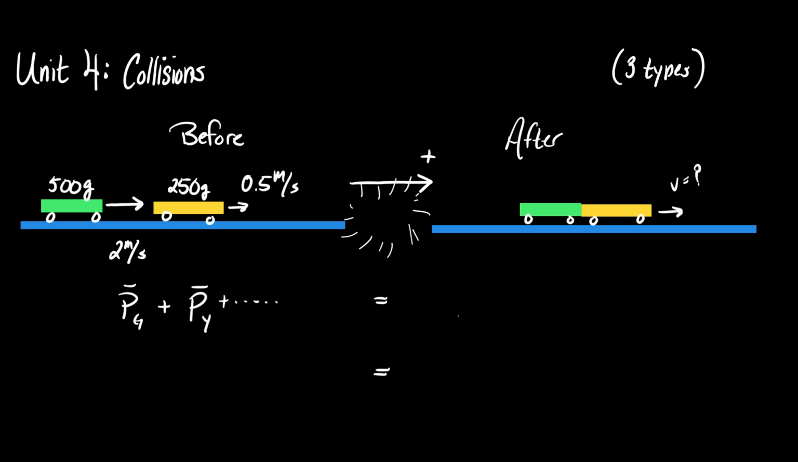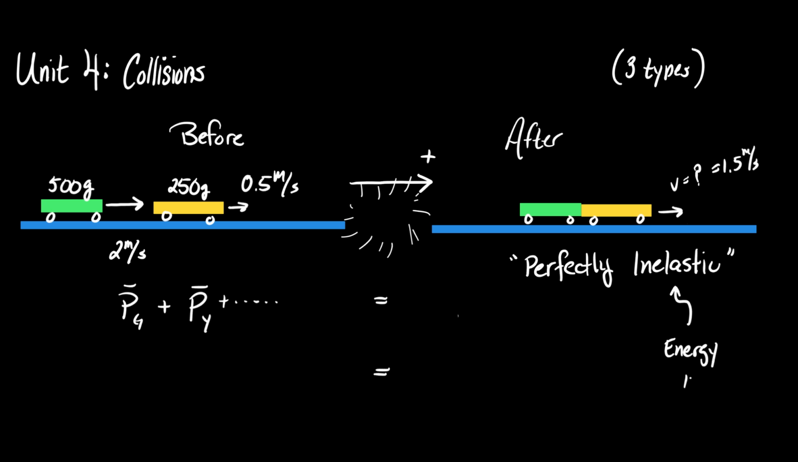So when you worked it out, you found out that this was 1.5 meters per second. Both cars have the same velocity, but we call this a perfectly, well, if I spell it right, that'd be better, perfectly inelastic collision. Now, a perfectly inelastic collision is a subset of inelastic collisions. Inelastic is any collision that has a loss of energy. All inelastic collisions, the energy after the collision is less than the energy before the collision.